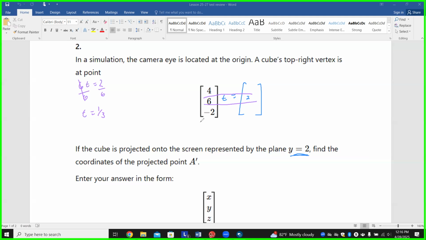Once you have your result, now take that original point and multiply every x, y, and z by that scalar to get your answer. So what's 4 times 1/3? 4/3. What's 6 times 1/3? That's going to be 2. That part should have never changed. If you got a different result, you should go back and check. And then -2 times 1/3 gives you, very good. And that would be your answer.